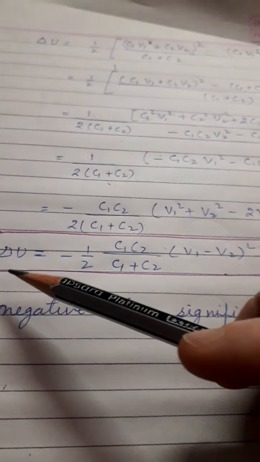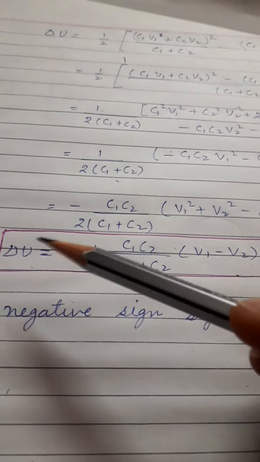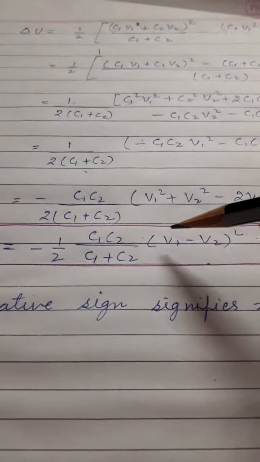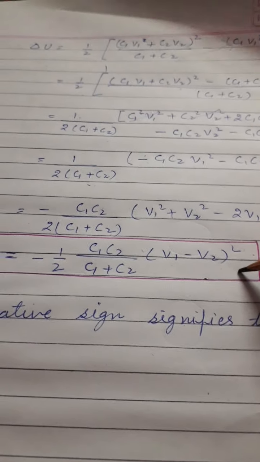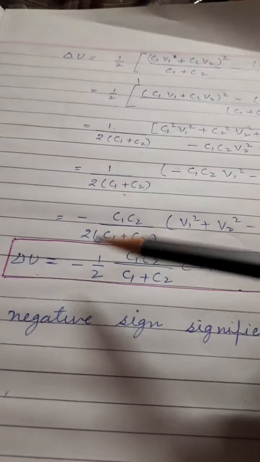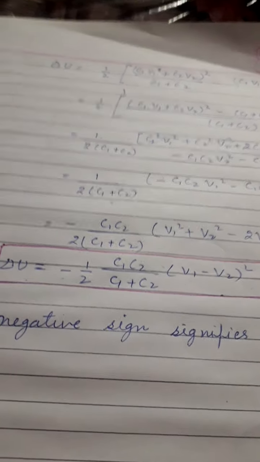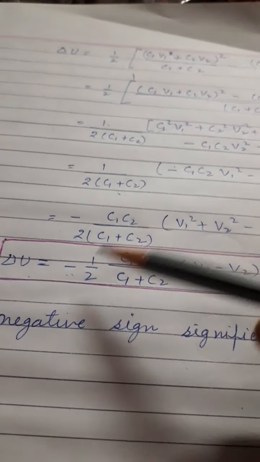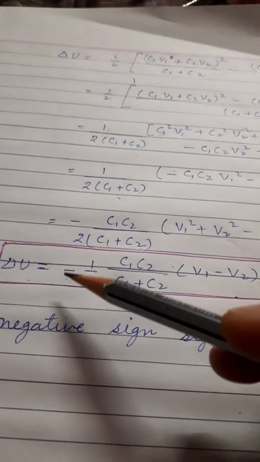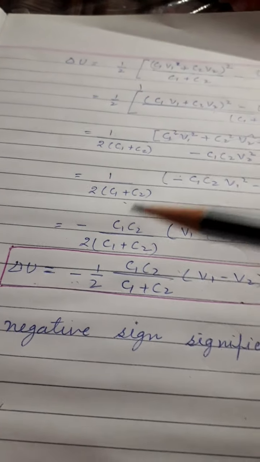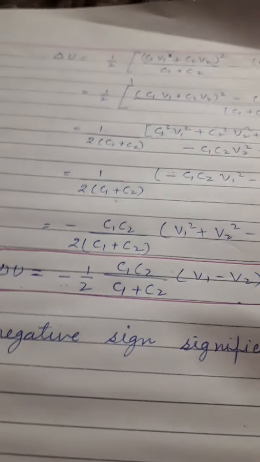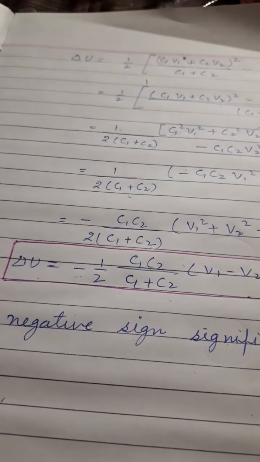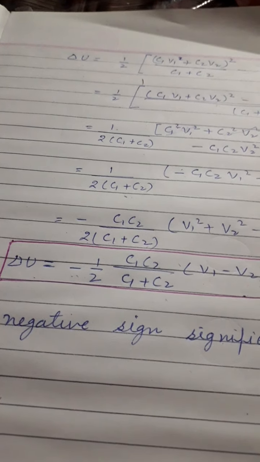So the final formula for the change in energy is equal to minus half C1 C2 upon C1 plus C2, in the bracket V1 minus V2 whole square. Now from here we can see we have got a negative sign, and this negative sign signifies that energy is lost during the connecting process. If we had got a positive sign, that would mean energy is gained. But here the negative sign signifies that the energy is lost. This is the final formula for the energy loss in the system.